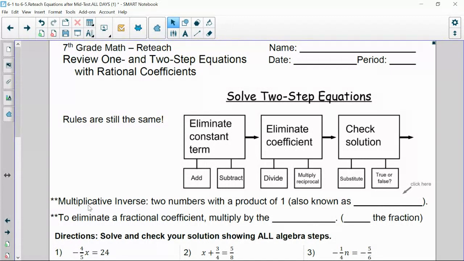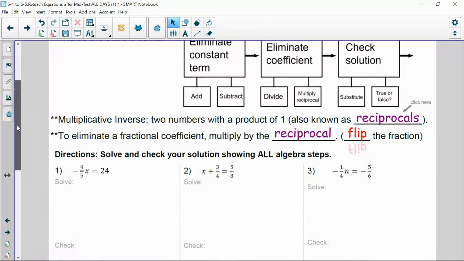Okay, so let's talk about multiplicative inverse. Two numbers with a product of 1, also known as reciprocals. If I take 2/3 times 3/2, I'm going to get a 1. Okay, so to eliminate a fractional coefficient, we must multiply by the reciprocal, the flip of the fraction. Okay, so of course, let's practice some of this.